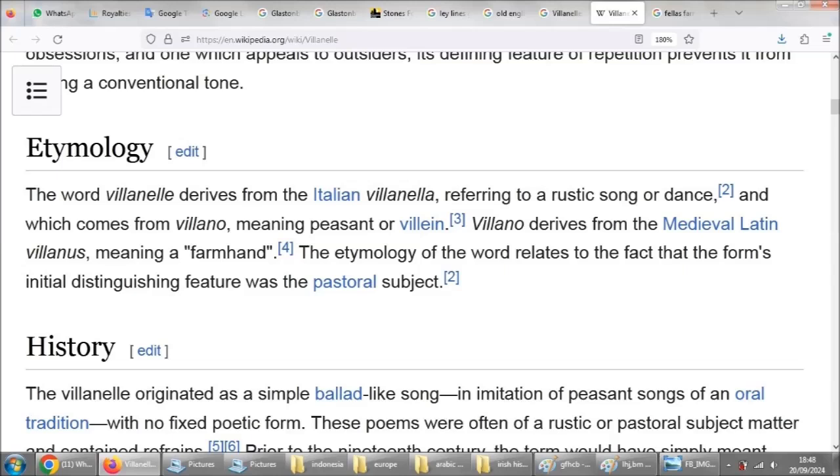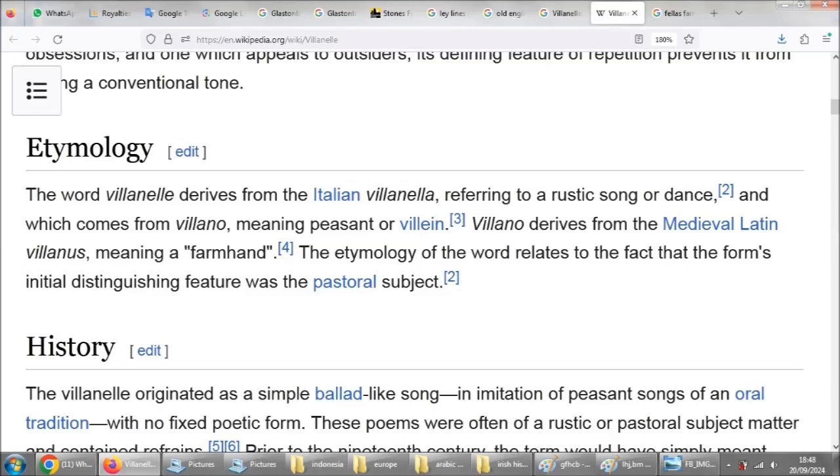Yes? The thing is, this is upside down, but I'm sure you'll figure out how to read it. You could read it correctly. Yes? But I'll read it for you. So villanelle, they're saying it comes from Italian for rustic song or dance, or villano, or villain. Yes? Or villa, or village, and all these other words, the peasants and the farmhands. This is what they're telling us is the basic meaning.